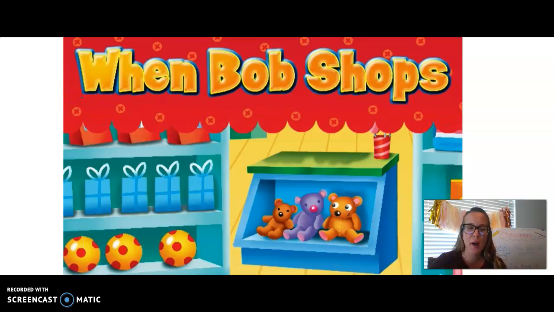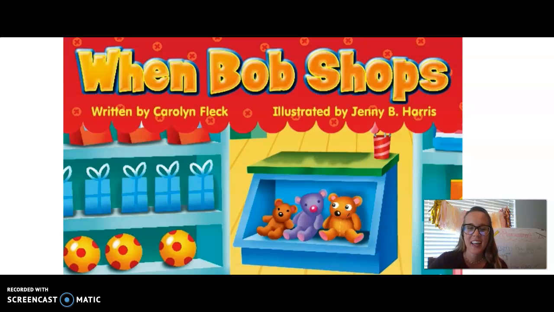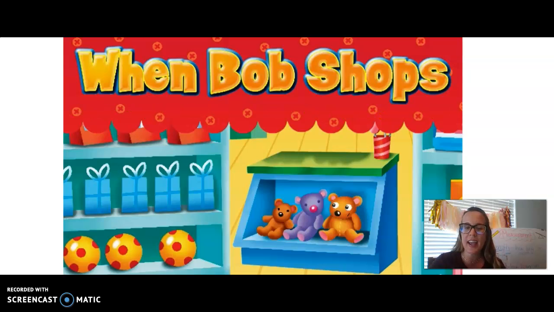When Bob Shops, written by Carolyn Fleck. Illustrated by Jenny B. Harris.